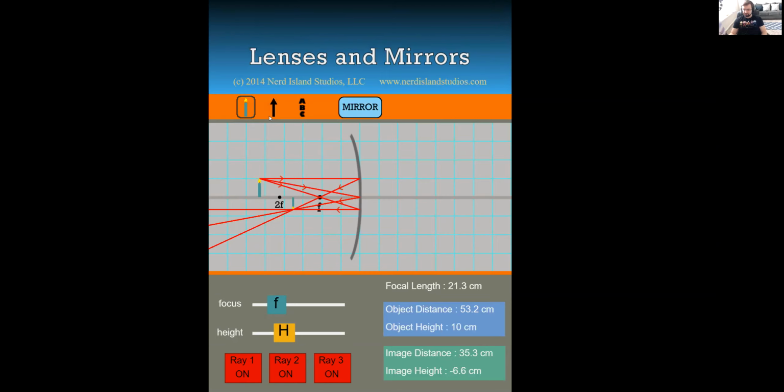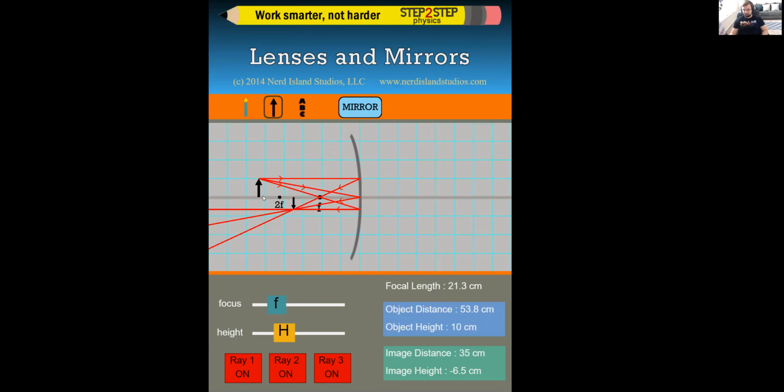Looking at this diagram right here, here's the object. Notice it's an arrow, and it's about as tall as one of these grid squares right here. Well, here's the image. Notice that arrow, is it the same size as the original arrow? Hopefully you've said no. So this arrow is smaller than the original one. That tells us this image is smaller than the object. Remember, the first one is the object, this one is the image. So the image we know is smaller.